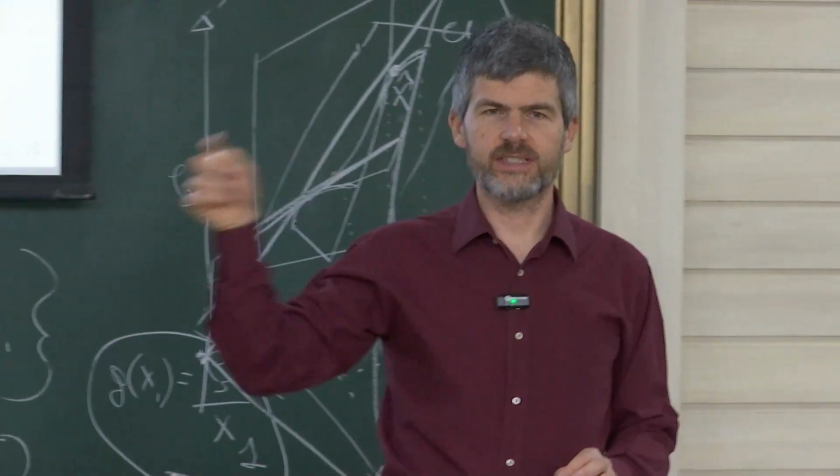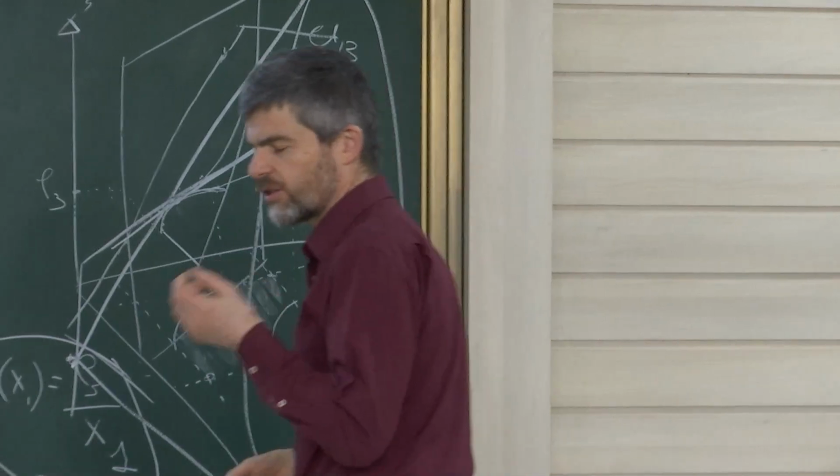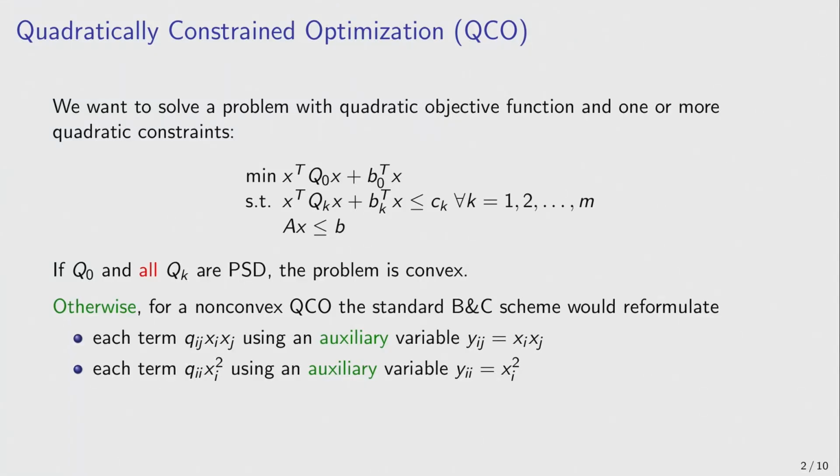From this point until pretty much the end of the day, we're not going to look at single terms x1 times x2, but we're going to look at problems that look like this. These problems have a bunch of terms that are products between variables and some terms that are actually squares of other variables. This is very easy to define. It's a quadratically constrained optimization, a quadratically constrained quadratic problem.